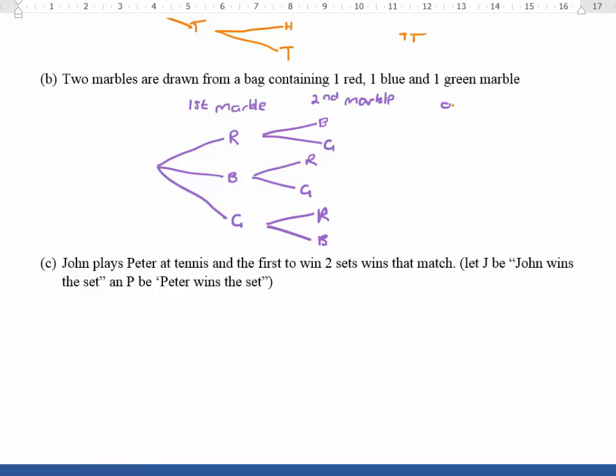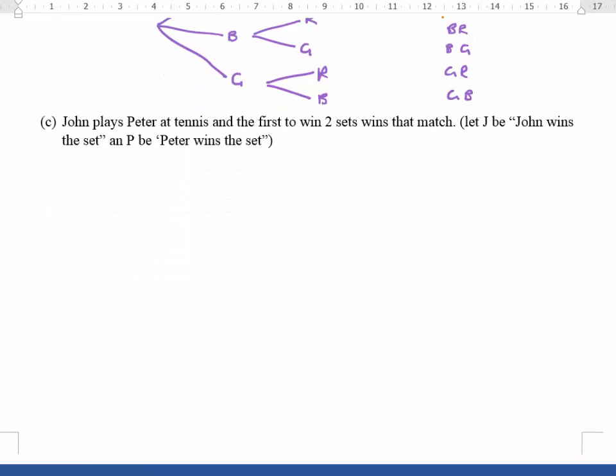And then I can list my outcomes, all the variations I can get. So I can choose a red and then a blue, a red and a green, a blue and a red, a blue and a green, and a green and a red, and a green and a blue. And that's how easy it is. Let's have a look at this next one.